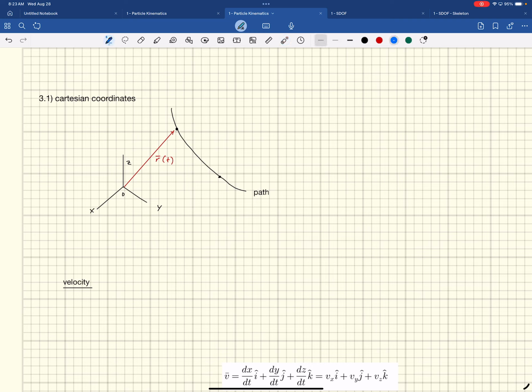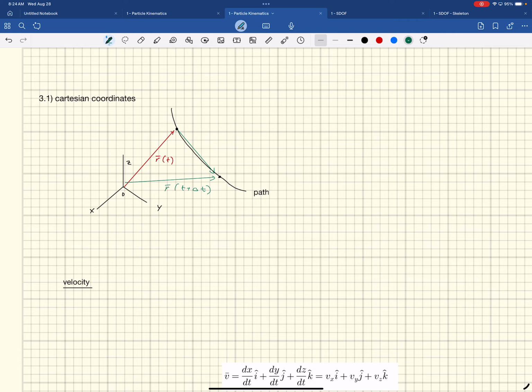And a short time later, that position is going to change, and it's going to come over here. r of t plus delta t. And we kind of went through this definition of it earlier. So what we care about is the velocity, which is the time rate of change of what's happening with that position. Okay, and it's going to have multiple coordinates to it.